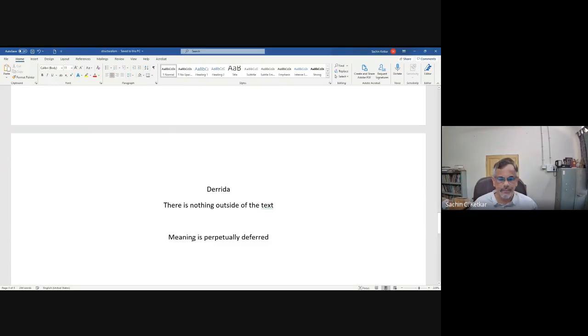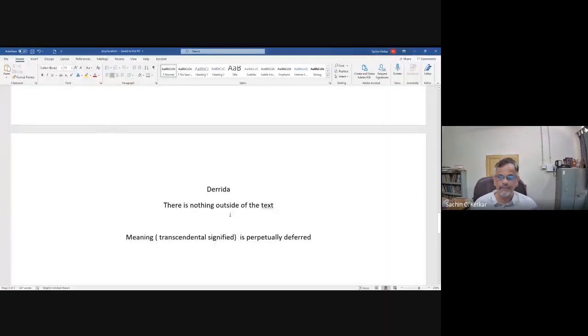Does it make sense? By meaning, we can say it is perpetually deferred. Does that make sense? What I mean by meaning being perpetually deferred is that you will never come to rest saying, yes, this is the final ultimate meaning. Because that ultimate meaning will also lead you to other words in the dictionary.